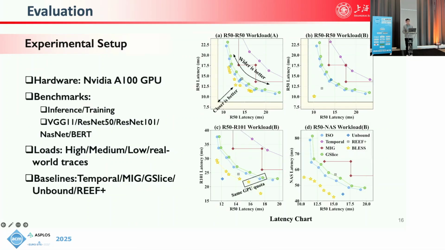Now that we've constructed an efficient GPU sharing system, let's move on to the evaluation section. For the experimental setup, we use an NVIDIA A100 GPU as the base hardware. We evaluate both inference and training benchmarks, deploying models such as NASnet, transformer-based models like BERT, and others. We've manually constructed workloads with high, medium, and low intensity levels and tested them on real-world traces. As for baselines, we compare our system with several SOTA GPU sharing mechanisms to demonstrate its effectiveness.